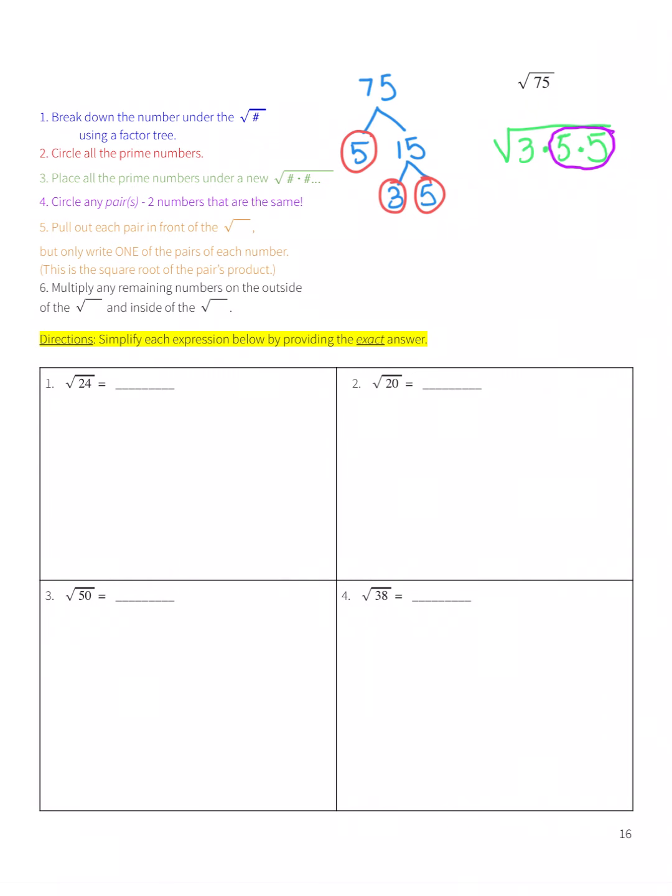So I have my square root sign, and I'm going to pull out any pair and I will put that right there. Any other number stays in there. So I pulled out my pair, which is 5. The number left is 3. There's nothing inside here to multiply, so the simplified square root of this would be 5 square root 3.